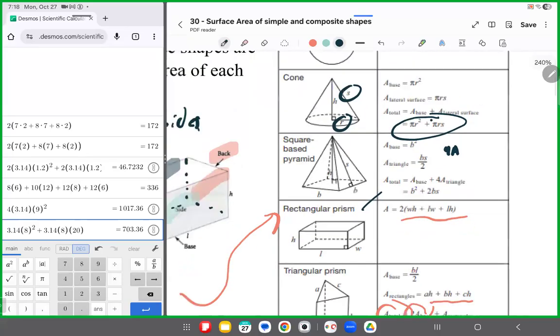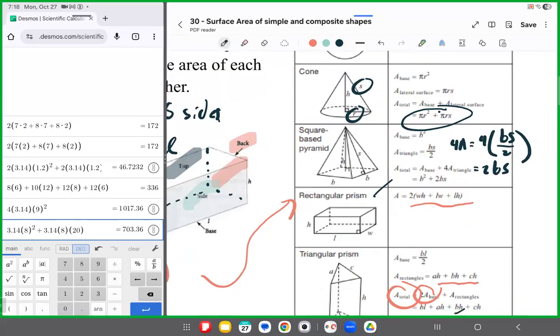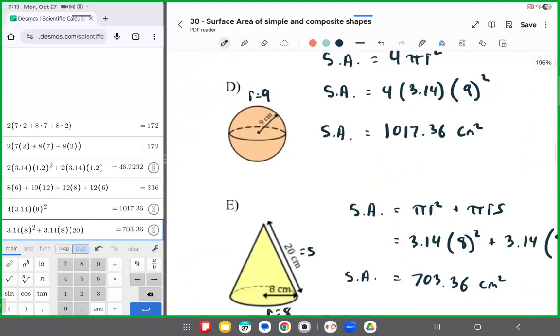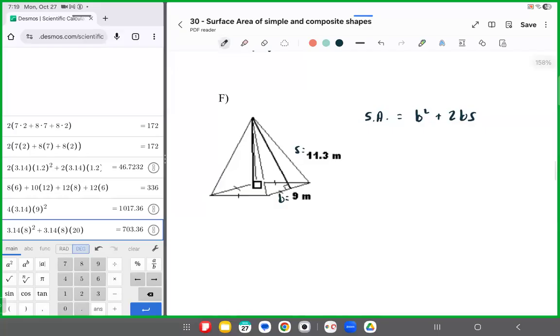4 triangles, or 4 times A, is equal to 4 times bs divided by 2. The 2 goes into 4 twice. So that's why it's 2 times bs. So essentially, you're finding the area of 2 rectangles instead of 4 triangles, because if you cut a rectangle diagonally, you get a triangle. And the b squared comes from the base. So that's the area of the bottom rectangle.